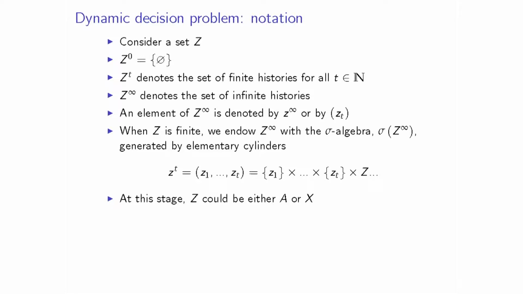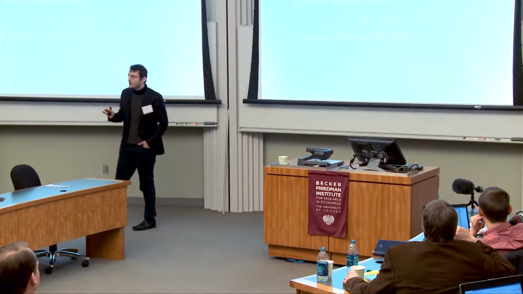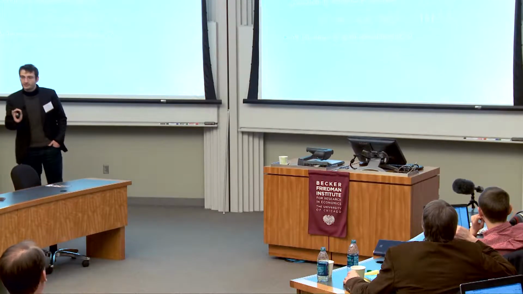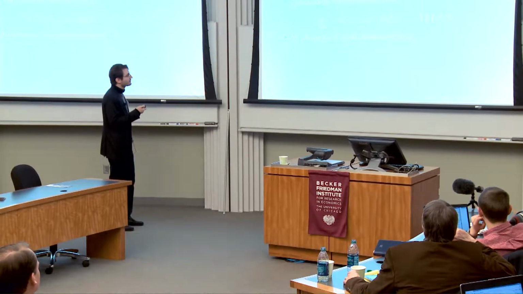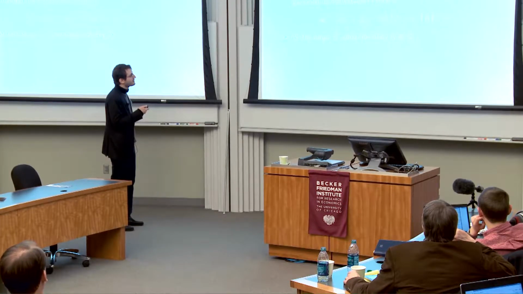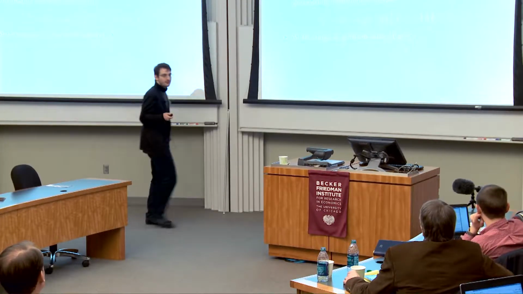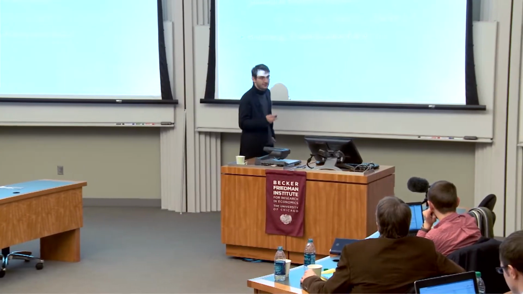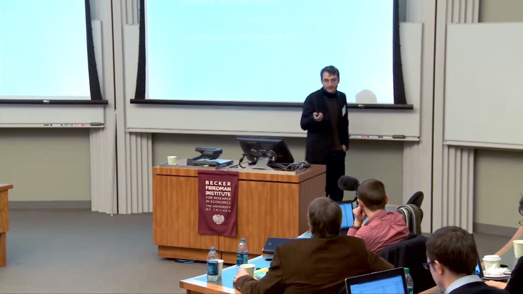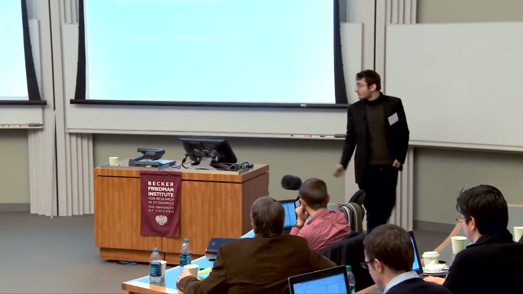When Z is finite, in particular, we will assume that X, the set of states, is finite. We endow Z infinity with a very standard sigma algebra, the one that is generated by the elementary cylinders. Okay? Notice that there is a small abuse of notation, in the sense that we denote finite histories with the same symbol with which we denote elementary cylinders. But clearly, there being a one-to-one relation, it is really a small abuse of notation.